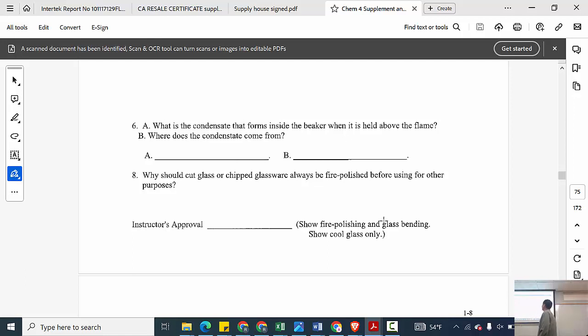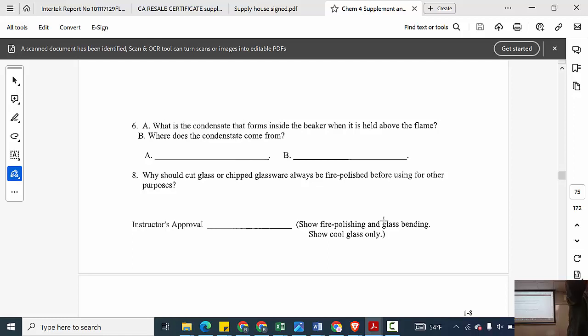What is the condensate that forms inside the beaker when it is held above the flame? Have you seen it? Okay, let's do that right now so I don't miss any parts of it. So I'll try to light the match first and then turn on the gas. Sometimes it fails to light, but then what I'm going to do is hold the beaker. Take a look at the beaker right now.